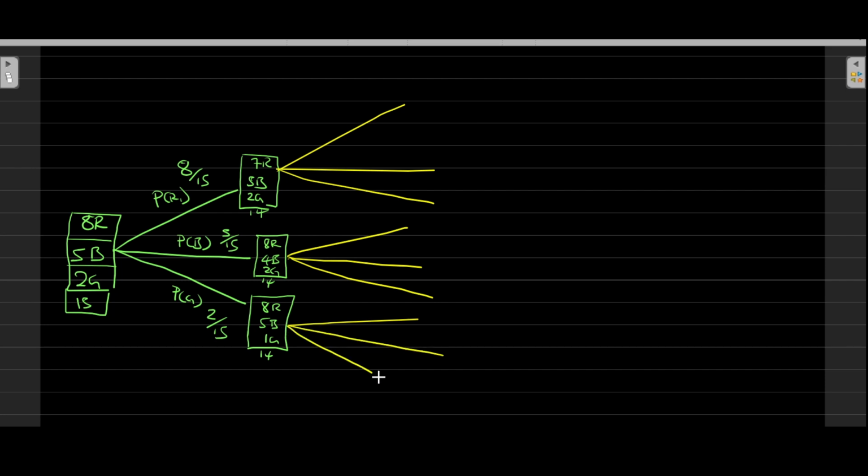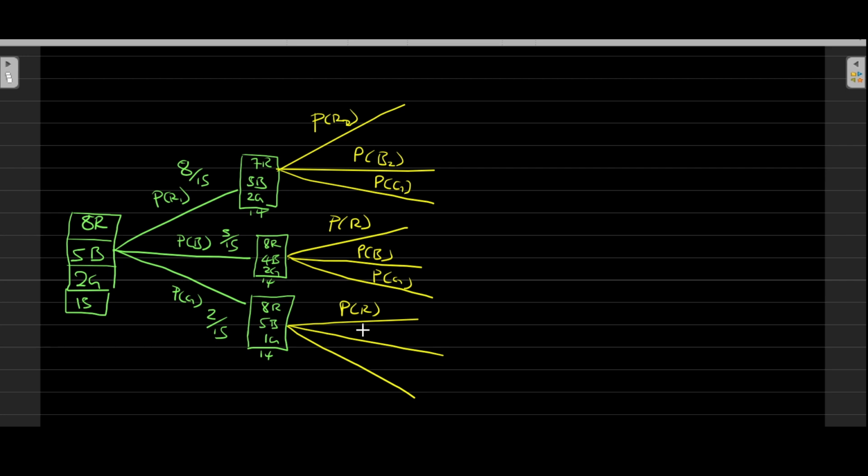In this case, we may pick our second pen to be red. Also, we may pick the second pen to be blue. We may pick the second pen to be green. The same thing here, we may pick the second pen to be red, here to be blue, and here to be green. Here we may pick our second pen to be red.